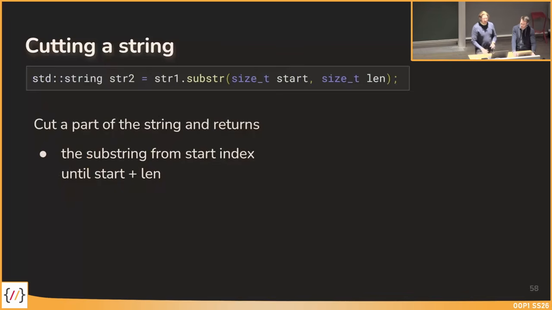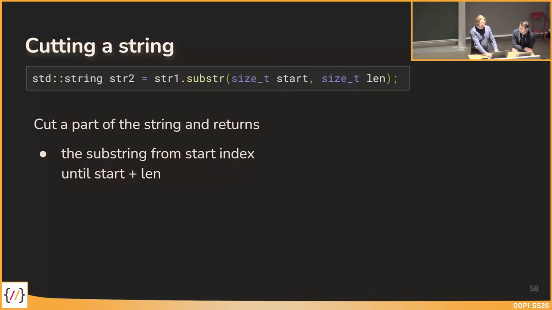We can also cut strings, so this is quite a similar approach. We pass two size_t values here, and the first one means the start from which it should be cut, and then the length until it should be cut.